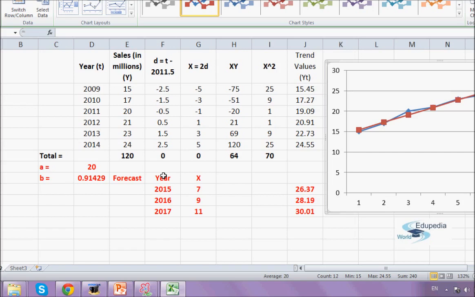In our upcoming sessions, we will see how we can shift the origin of a trend, or how we can convert an annual trend equation into a monthly trend equation.